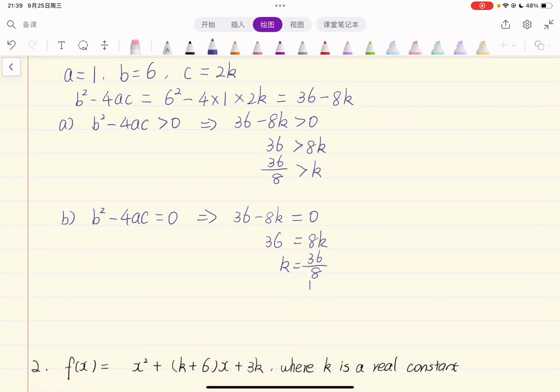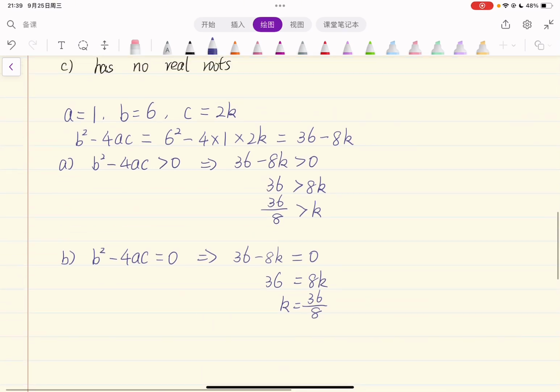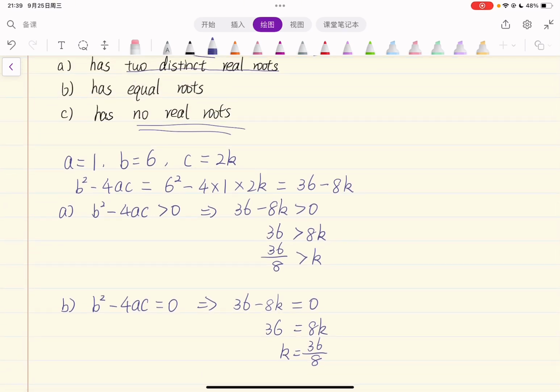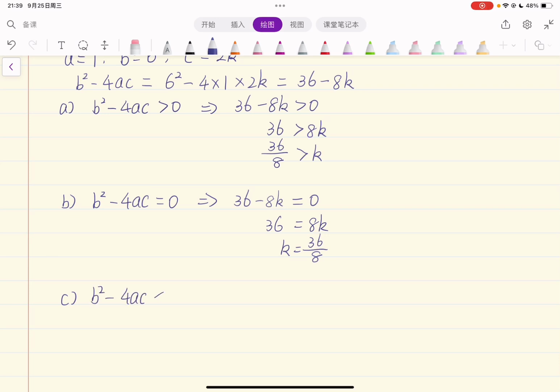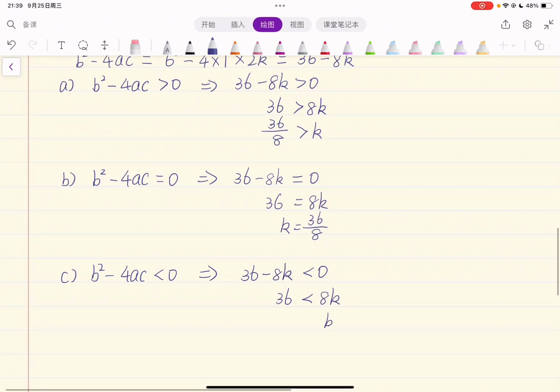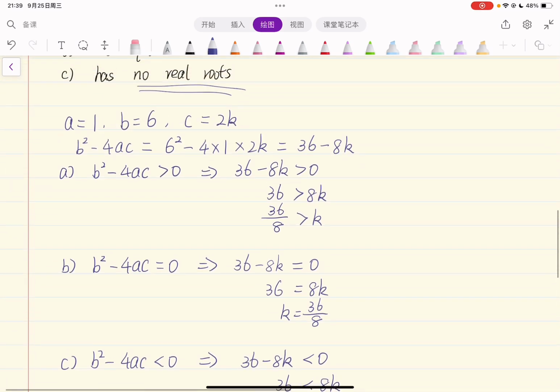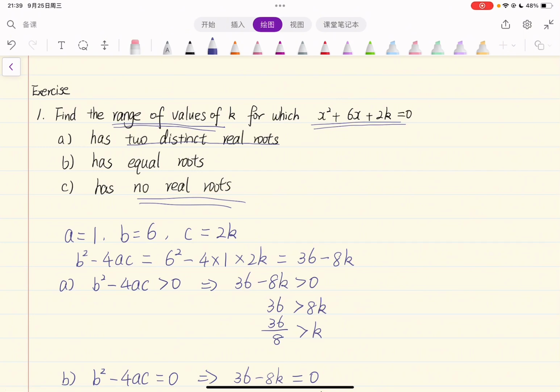And part C, it said has no real roots, which means b squared minus 4ac less than 0. The discriminant less than 0 implies that 36 minus 8k less than 0 and 36 less than 8k. So k greater than 36 over 8. So for all the real values of k that are greater than 36 over 8, this equation has no real roots.